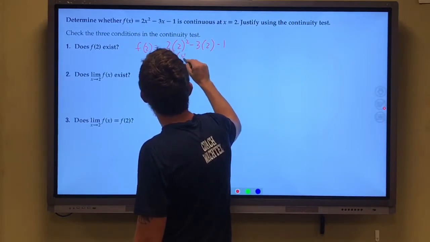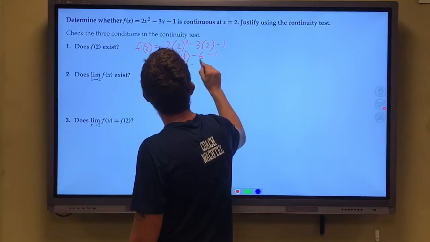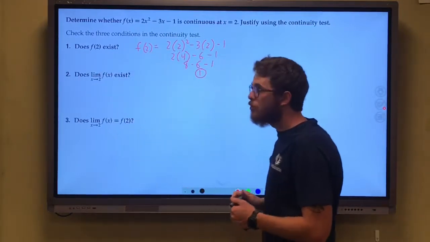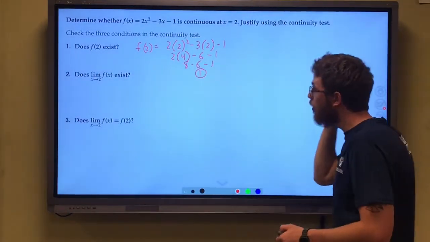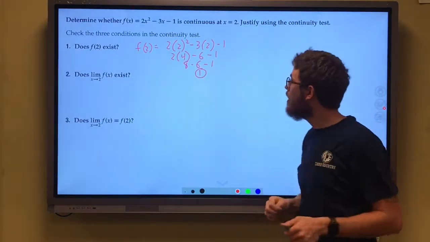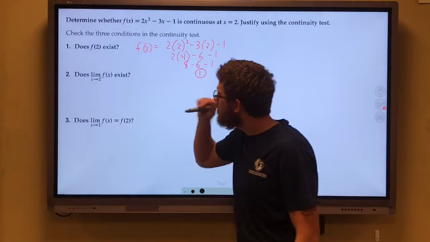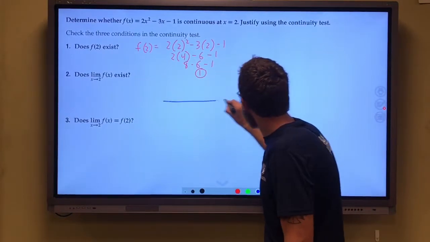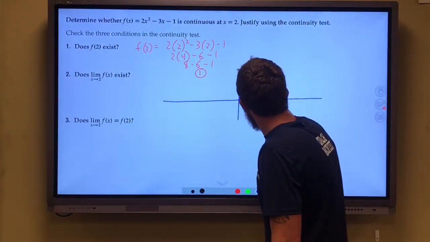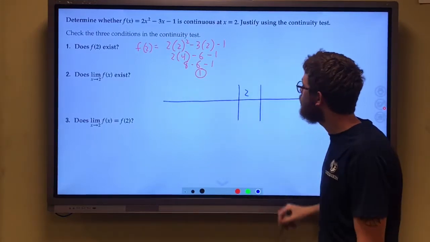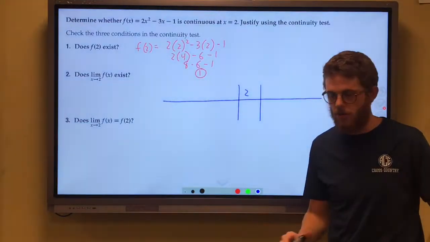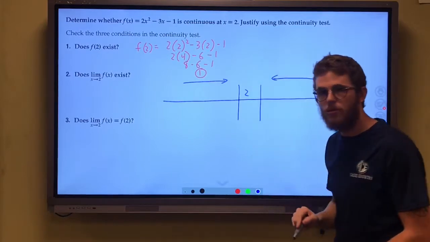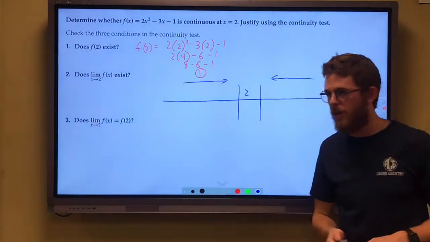When we do that, we have 2 times 4 minus 6 minus 1. 8 minus 6 minus 1, that would give us 1. When we put in a 2, we got out a 1. So first of all, does it exist? Yes, and what we got out was a 1. So now we want to find the limit as x approaches 2 for our function. I'm going to put 2 right smack in the middle. We know when we put in a 2, we got out a 1, but we're not going to worry about that right now. We want to see, where does it approach in both directions? What is it getting close to in both directions?